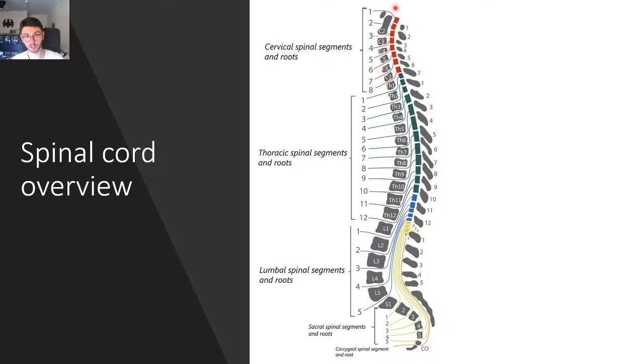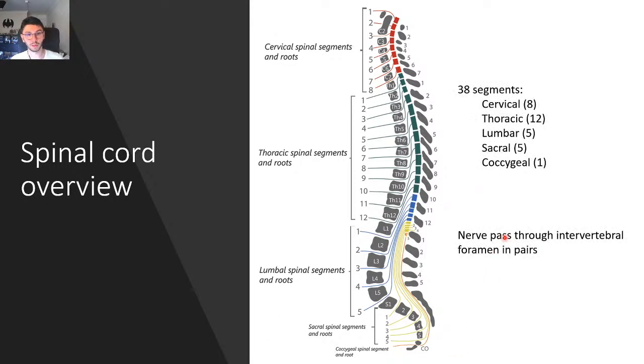It's continuous with the brainstem, so the brain being the cranial part, and we have several segments. So we have cervical, thoracic, lumbar, sacral, and coccygeal. And all these segments here, they have different functions, and they're all depending on the levels they come from. Now moving onwards, we have the passage of the nerves. I apologize for the mistake, this should be 31, not 38, so it's 31 segments.